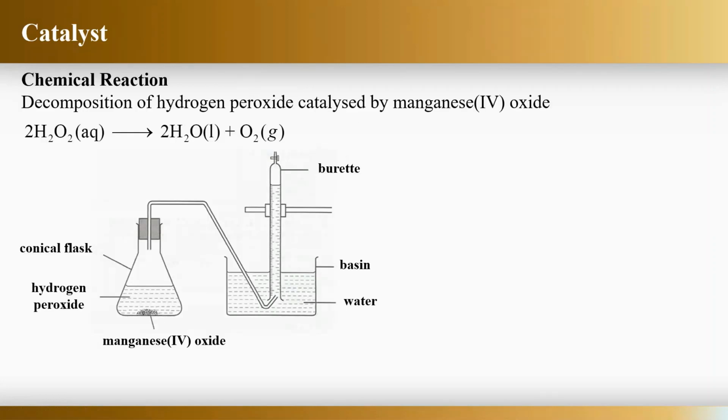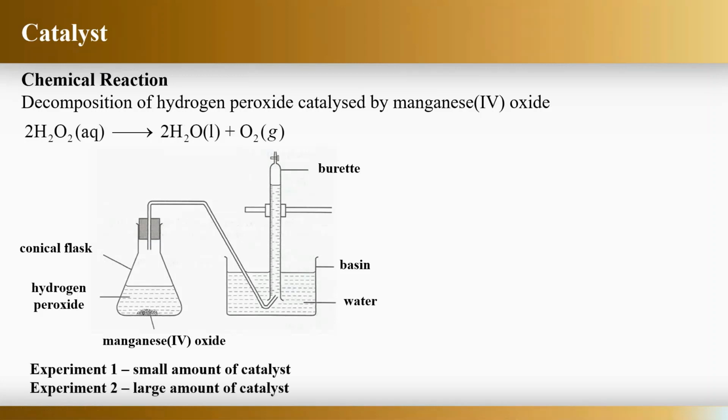So to investigate the presence of catalysts and how it affects the rate of reaction, we use this chemical reaction, the decomposition of hydrogen peroxide catalyzed by manganese(IV) oxide. In this reaction, hydrogen peroxide will decompose to water and oxygen, and we can collect the oxygen to measure the rate of reaction. So we have two sets.